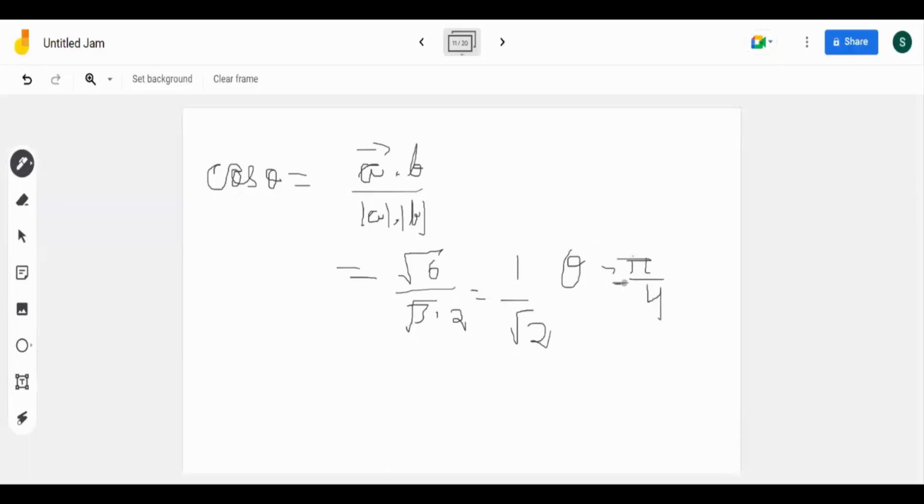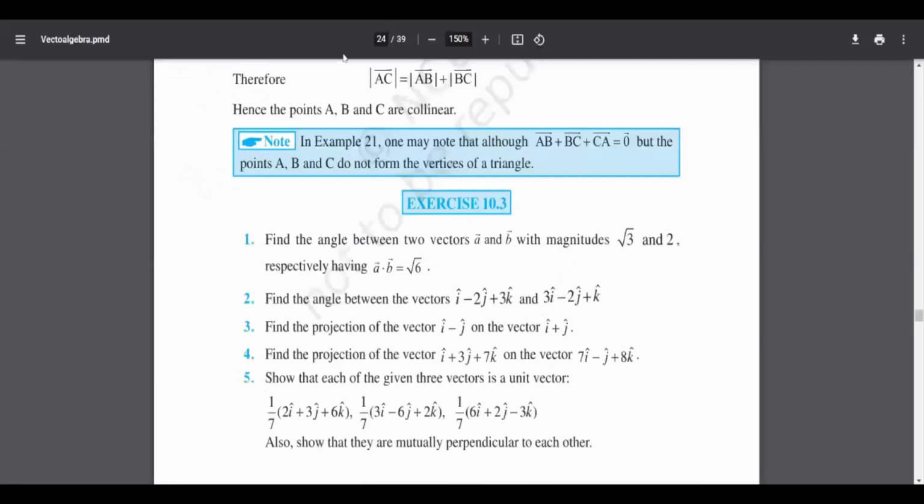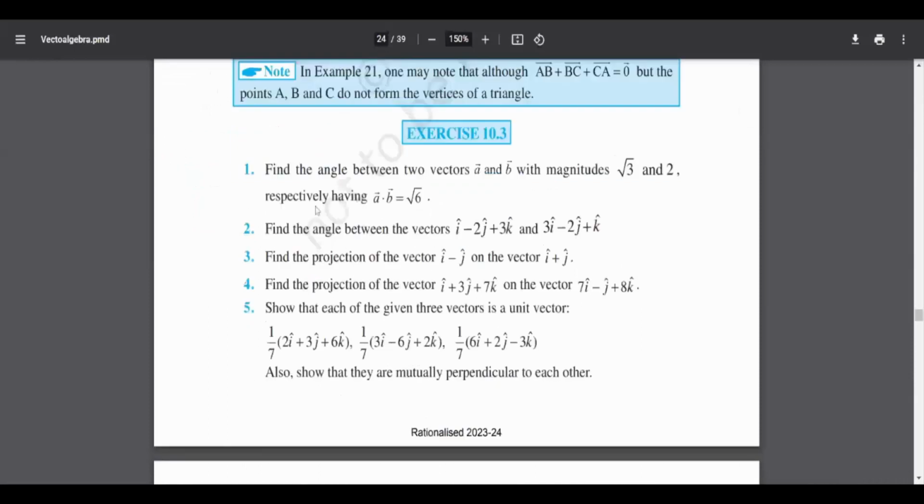So this was the first question, and we must know this formula. Cos theta is A dot B by mod A mod B, where theta is the angle between A and B. So again, the second question is kind of similar. To find the angle, first find A dot B, then find mod A and mod B.